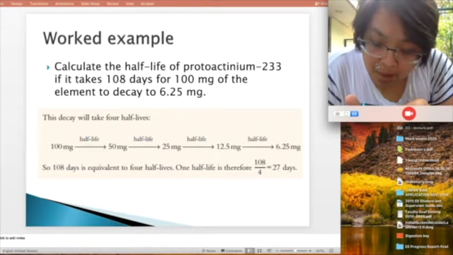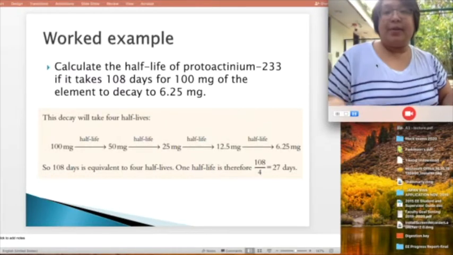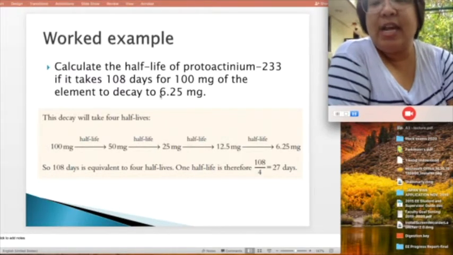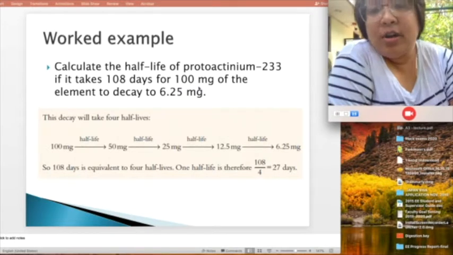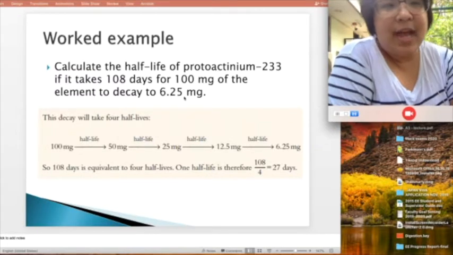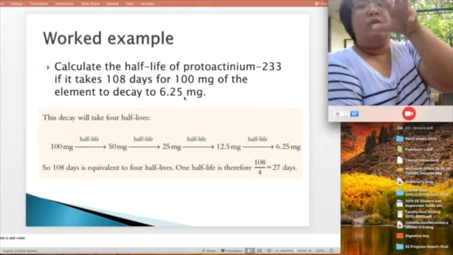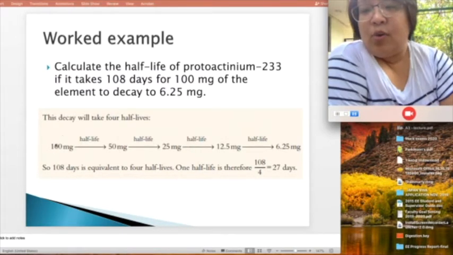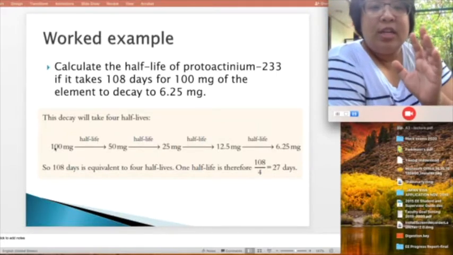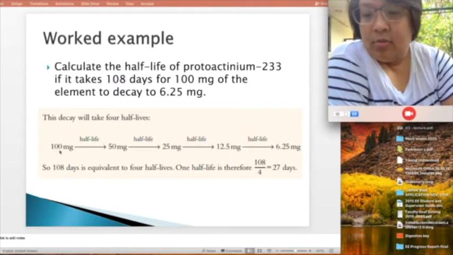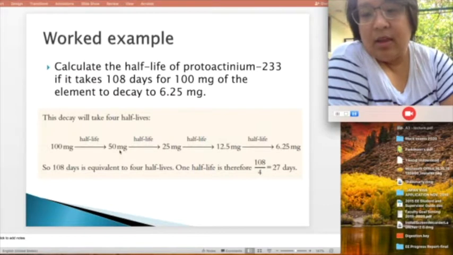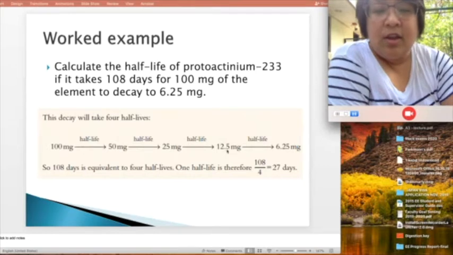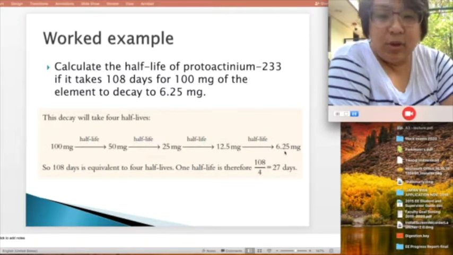Atomic number 91. Okay, so it takes 108 days for 100 milligrams to decay to 6.25. What is the half-life? From 100 you now have 6.25 milligrams. Okay, 100 milligrams, one half-life became 50. Another half-life became 25. Another half-life became half of that, 12.5. Another half-life became half of that, 6.25.